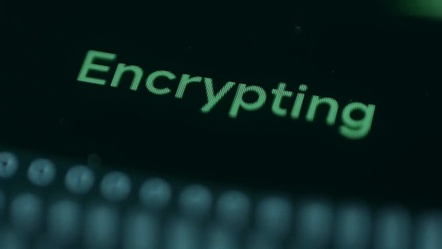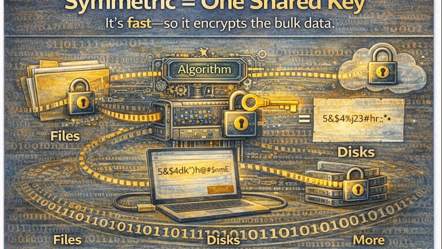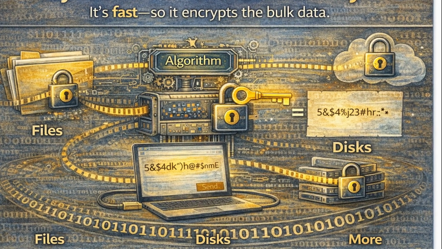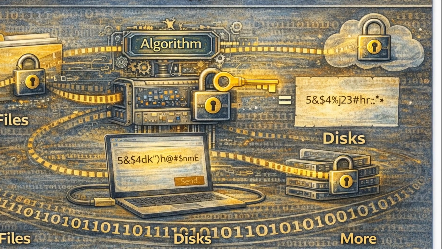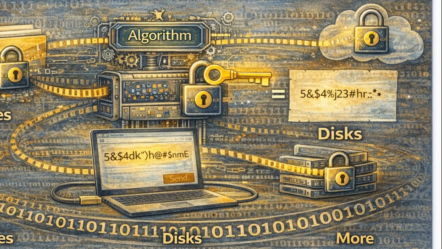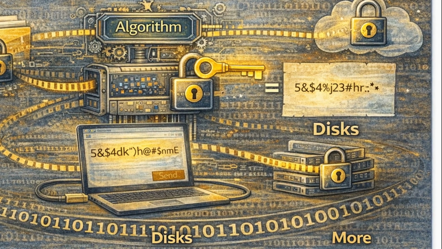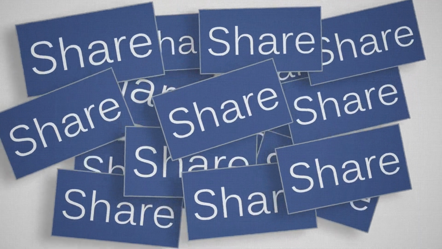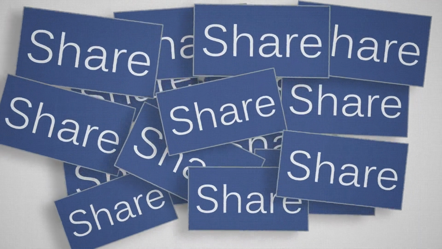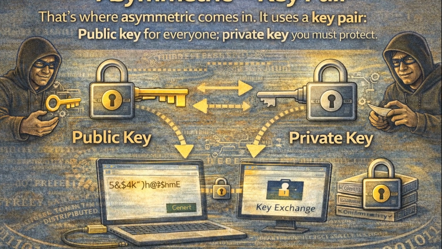Symmetric versus asymmetric. Now the big one. Symmetric versus asymmetric encryption. Symmetric uses one shared key. It's fast, so it encrypts the bulk data. That's why we use it for files, disks, and most encrypted network traffic. But symmetric has a problem. How do two sides share that secret key safely? That's where asymmetric comes in.